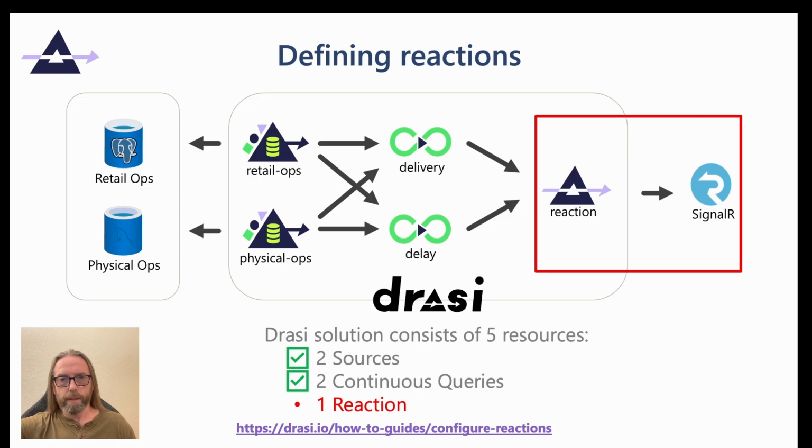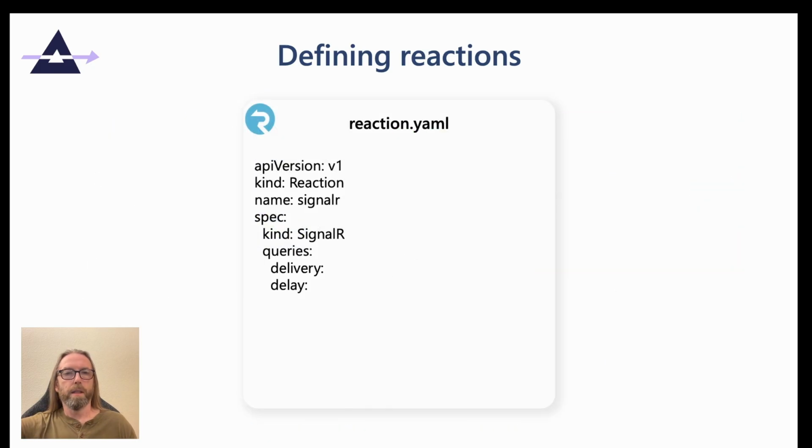And the link at the bottom is the page in our documentation where you will find all the reactions that we have available, and how to configure and deploy them. So this is very, very simple. This is a SignalR reaction. What we have here is kind: Reaction. Then we have a name, SignalR. Then we just say this is the type of reaction it is, in this case SignalR. And then we just tell it what queries we want to listen to. And everything else is just the default. So very, very simple.